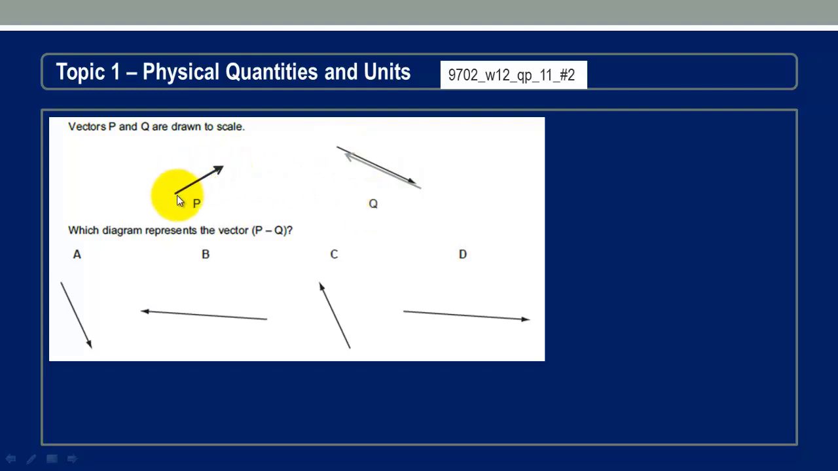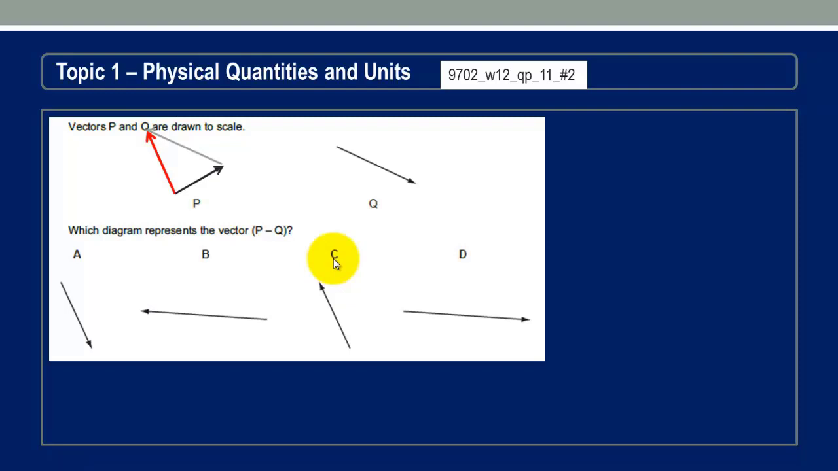Again, we follow the same method. We are going to join the tail of this vector to the head of this vector by sliding it all the way up to that point. And the resultant will be from the first tail to the last head, like that. And the answer again is C.